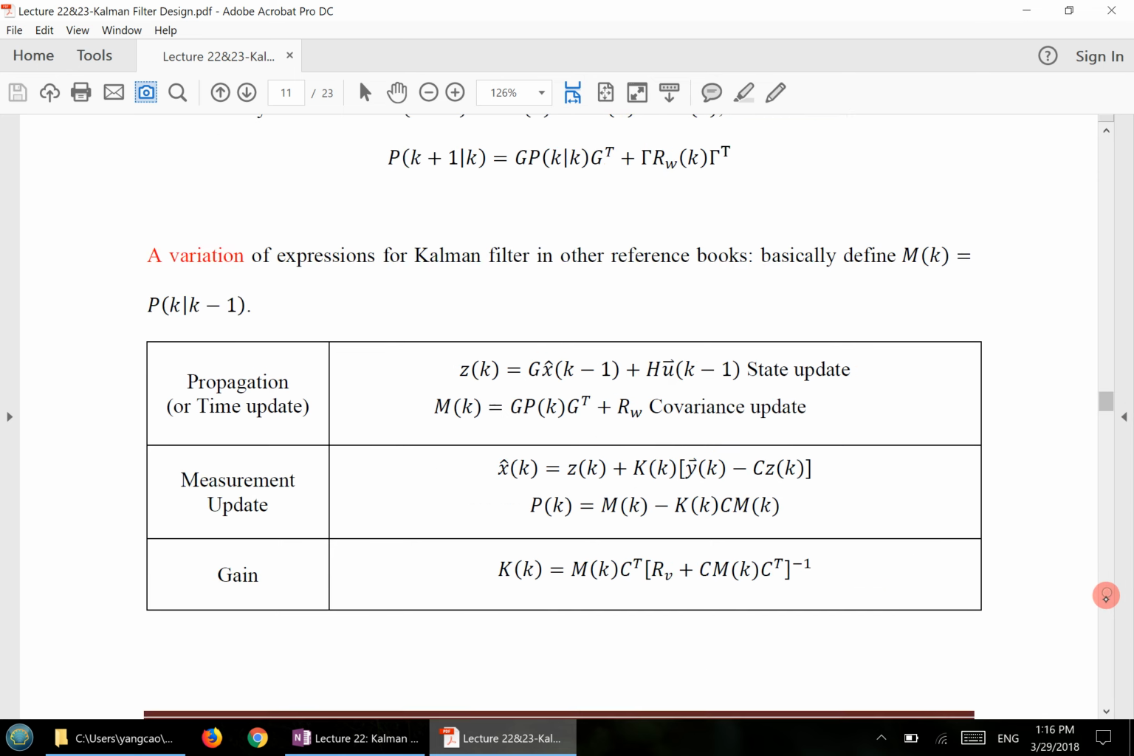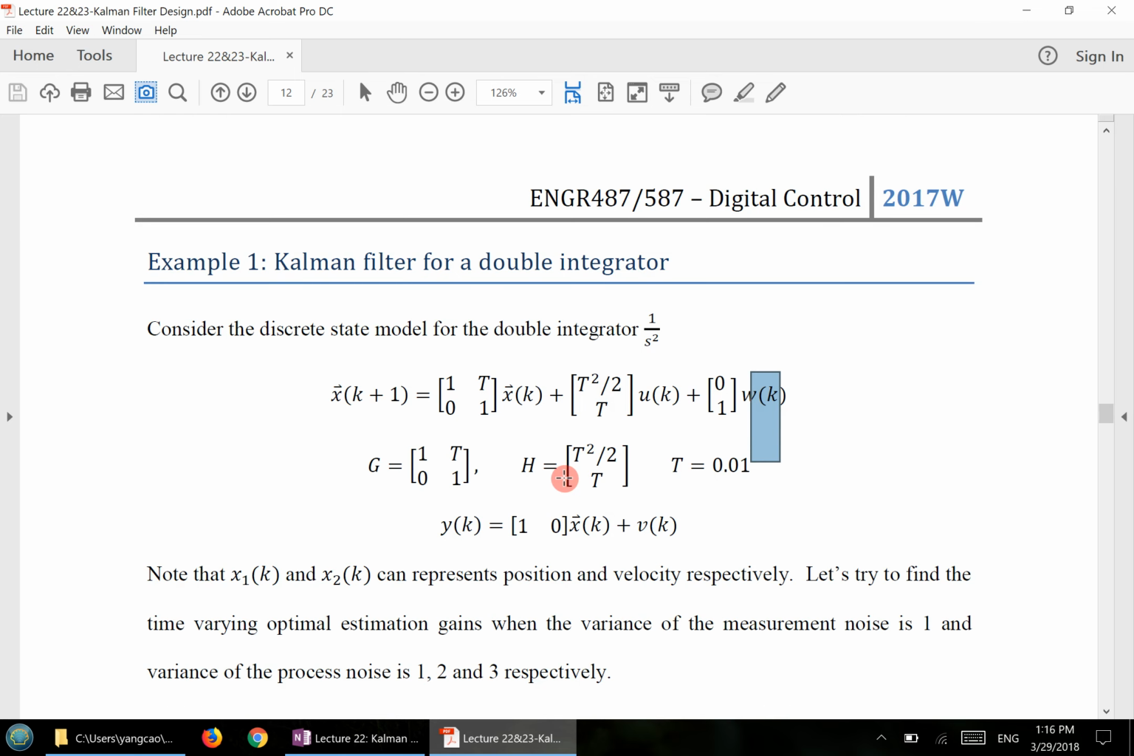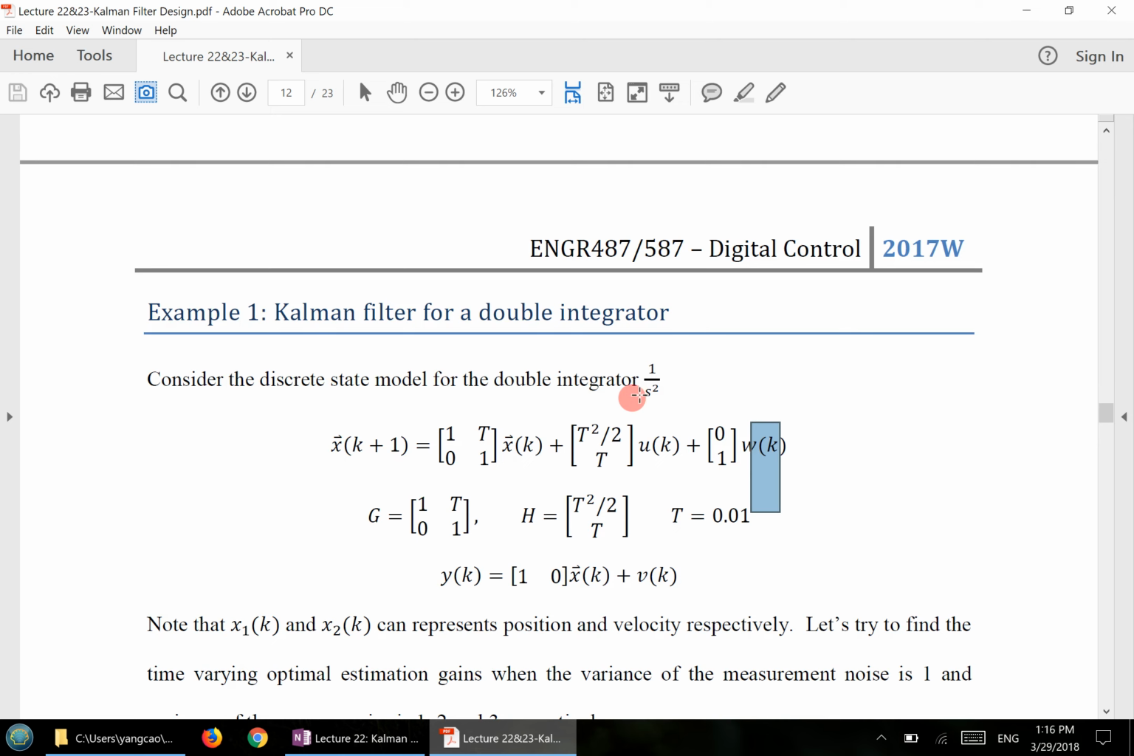There's one example here which I will also go over using Simulink with you guys. Okay, so for example, I'll show you the example here. Here's the double integrator, right? This is a double integrator. We did that many times, and that can be discretized into a state space model, which is this one here. It has a matrix G and H. Suppose this time we'll take a sampling time of 0.01.